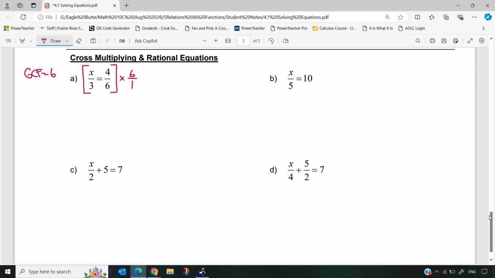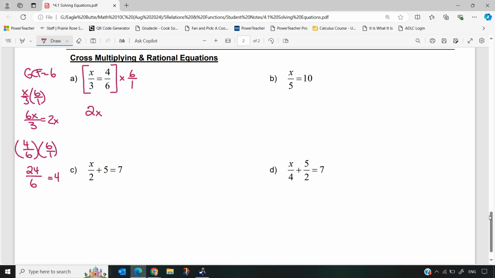And so if I were to multiply x over 3 times 6 over 1, that would give me 6x divided by 3, which is 2x. So I would be left with 2x on this side of the equation. And if I multiply 4 over 6 times 6 over 1, that would give me 4 times 6, which is 24, divided by 6 equals 4.